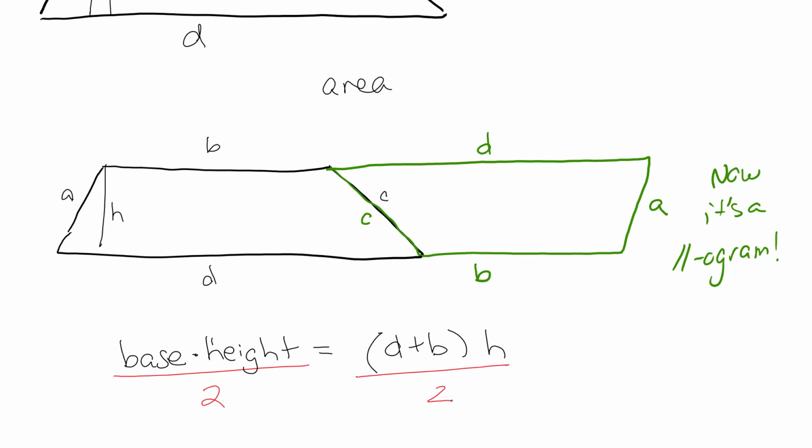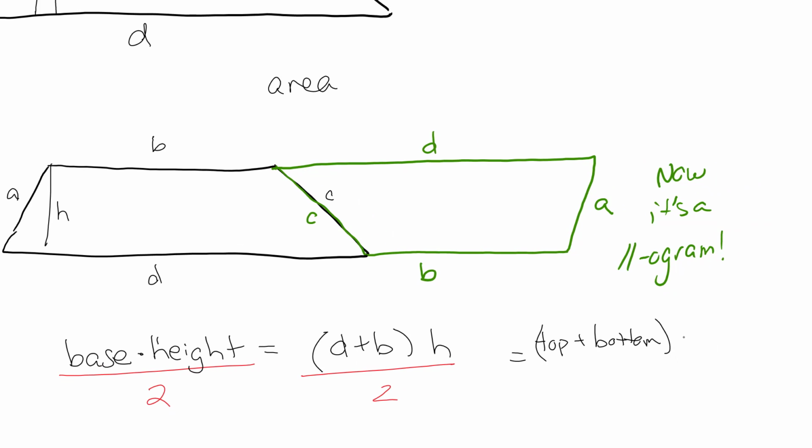So the formula isn't base times height. It's the top plus the bottom divided by 2 times the H. So that's one way to think about it. So it's top plus bottom times height divided by 2. So if it makes sense to think about it as being 2 trapezoids that you've combined to make a parallelogram, then that works.